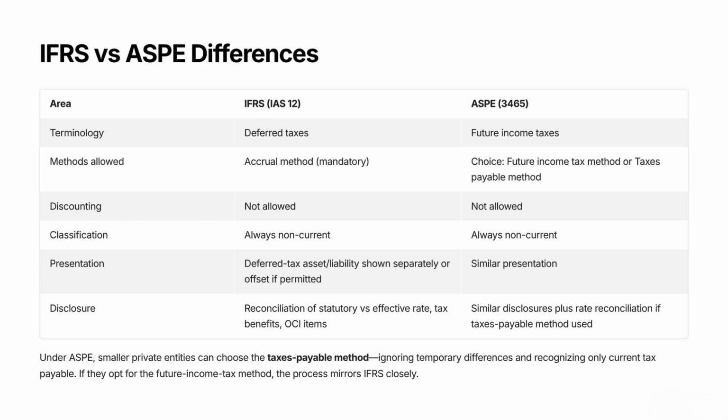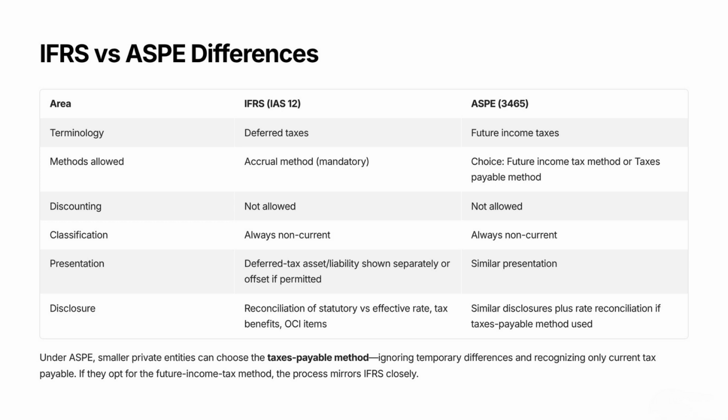Some small stuff. First, ASPE calls it future income taxes, but it's the same idea, and both agree these balances are always non-current, and you can never ever discount them. But the big one, the one you really have to know, is that second line under IFRS. You have to do the method we just talked about. It's mandatory. But ASPE gives private companies a choice. And this choice is a total game changer.